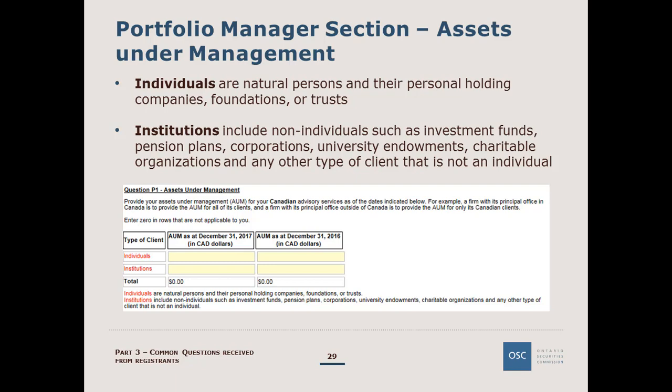We want to draw your attention to question P1, which is asking about your assets under management for your Canadian advisory services as at December 31st, 2017 and 2016. Your responses need to be separated between individual clients and institutional clients. Individuals are natural persons and their personal holding companies, foundations, or trusts. Institutions include non-individuals such as investment funds, pension plans, corporations, university endowments, charitable organizations, and any other type of client that is not an individual. Please ensure that you divide up your assets under management for the type of client.